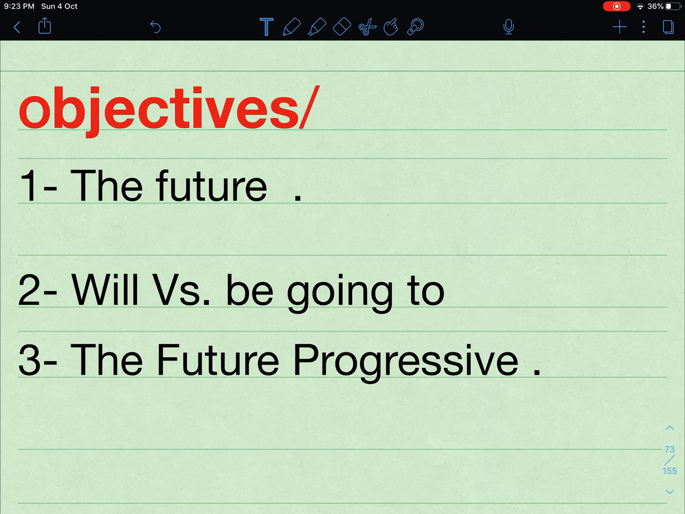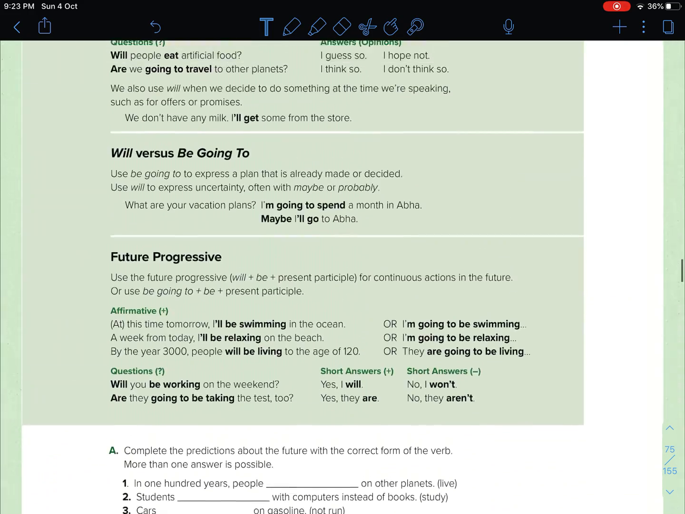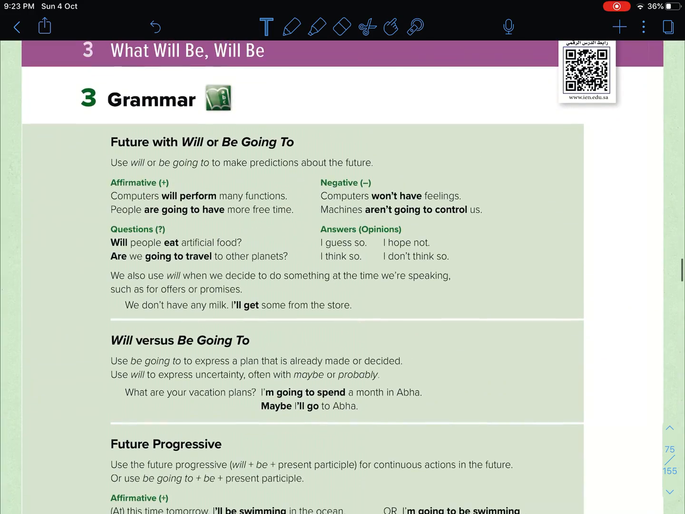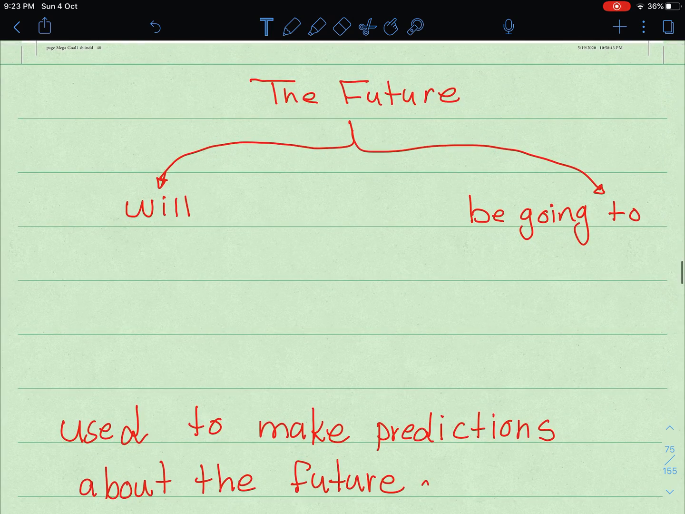Mainly, we are going to focus today on the future tense, okay? So please move on to pages 36 and 37 and try to follow along with me as I explain this lesson. Let's start with the first thing in the future tense.